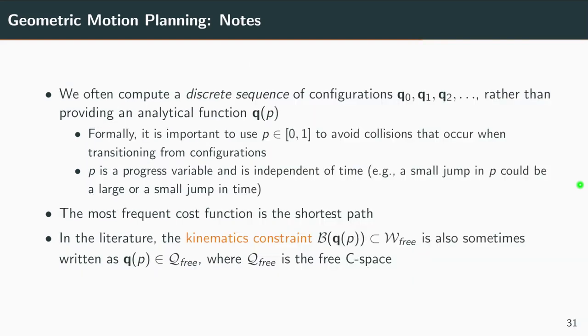Okay, so maybe some notes. What I find most annoying about this definition is that it seems a little bit impractical, because we have this analytical function Q of P, which sounds like a smooth function, but how would I define it formally is pretty difficult. So what people often do is instead use a sequence. We just look at different points on the path and get these discrete points. The reason why we didn't put it in the original definition is that if you have a very narrow obstacle, you could miss that you hit an obstacle.